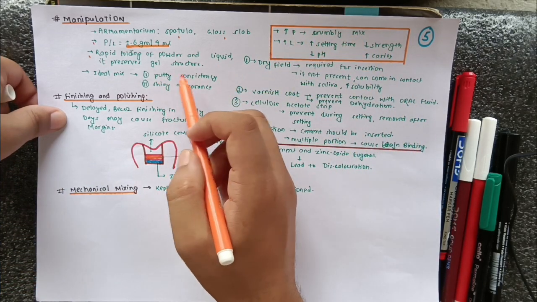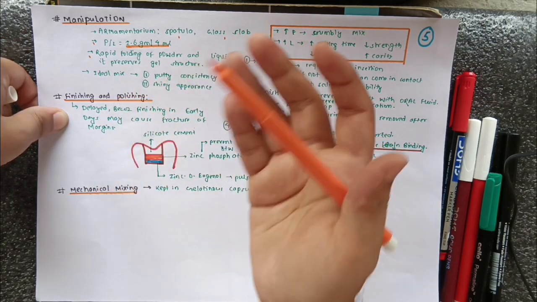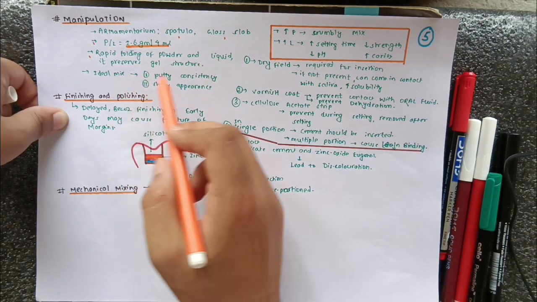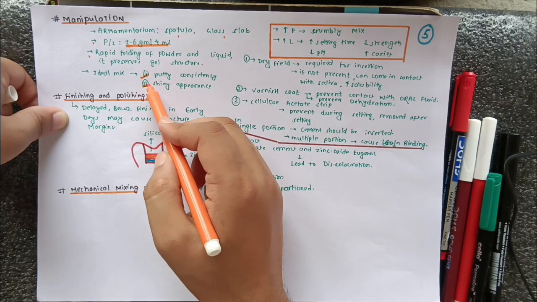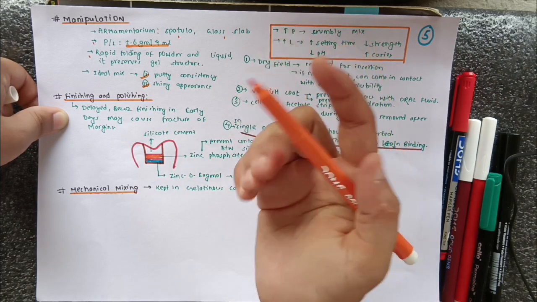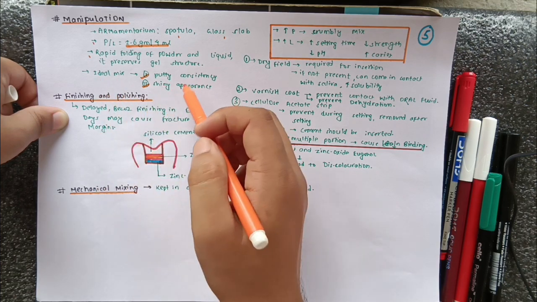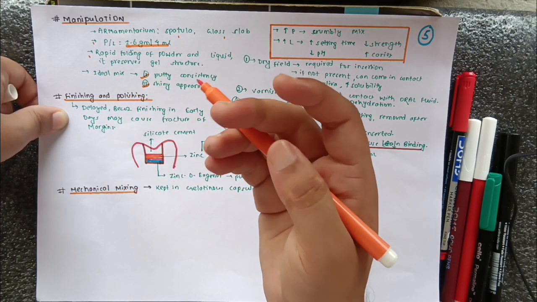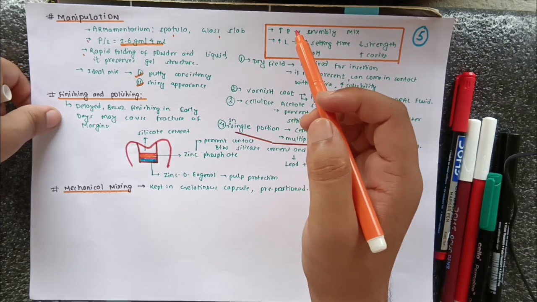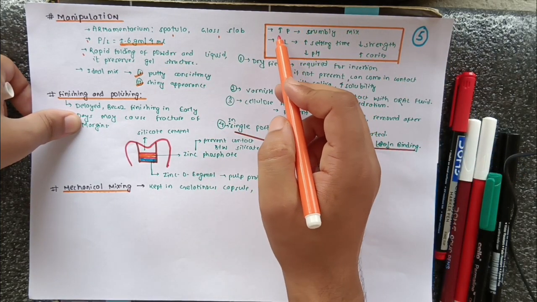After that, the ideal mix. If the manipulation is good, then there is a putty consistency with a shiny appearance. Just remember those 2 points: putty consistency and shiny appearance. So, ideal mix: putty consistency and shiny appearance. I am repeating it because it would be easy for you to remember. Then, what happens when there is an increase in powder and when there is an increase in liquid.